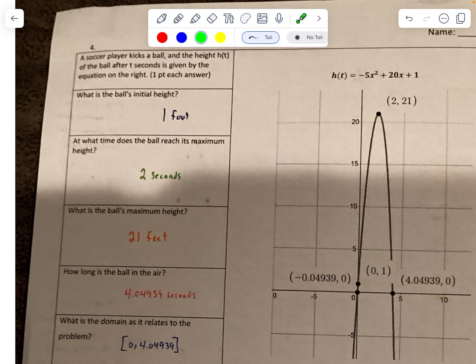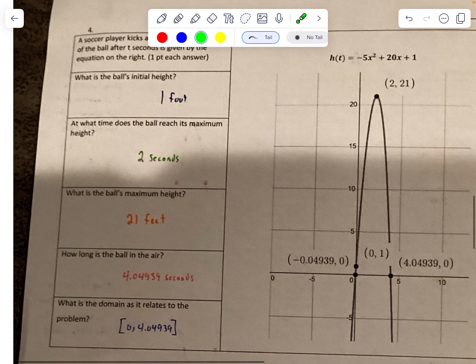At what time does the ball reach its maximum height? Well, its maximum height is the vertex. That's what a vertex is. So its maximum height takes 2 seconds to get there. And then the actual maximum height is the y value, 21 feet. It's the y value of the vertex.